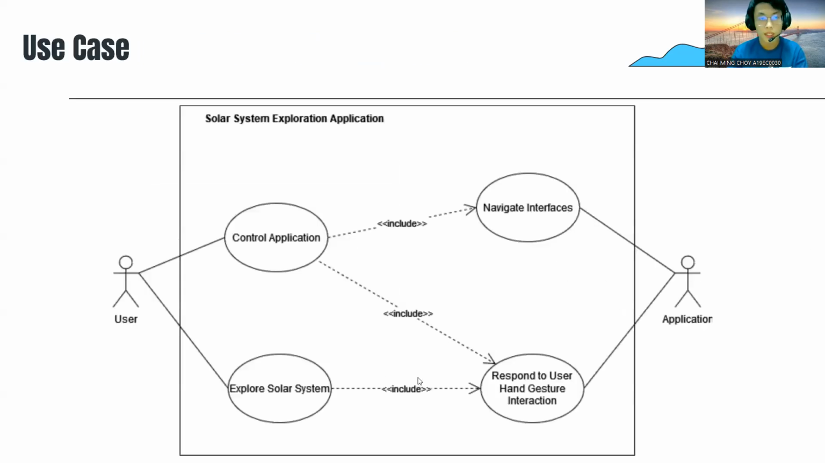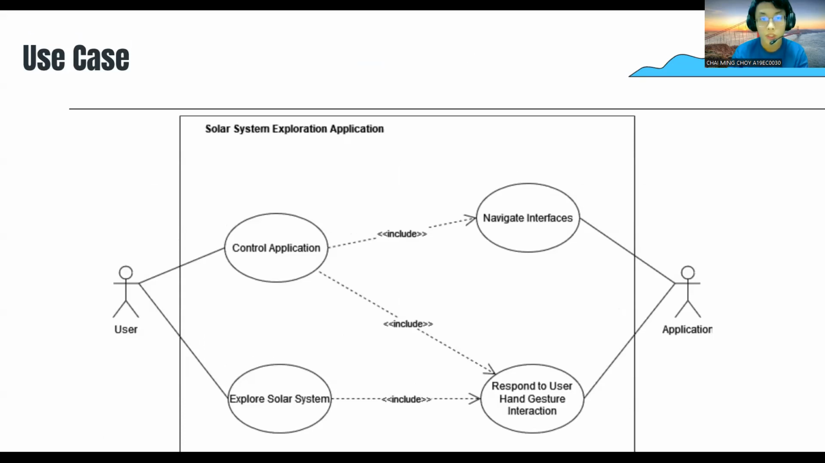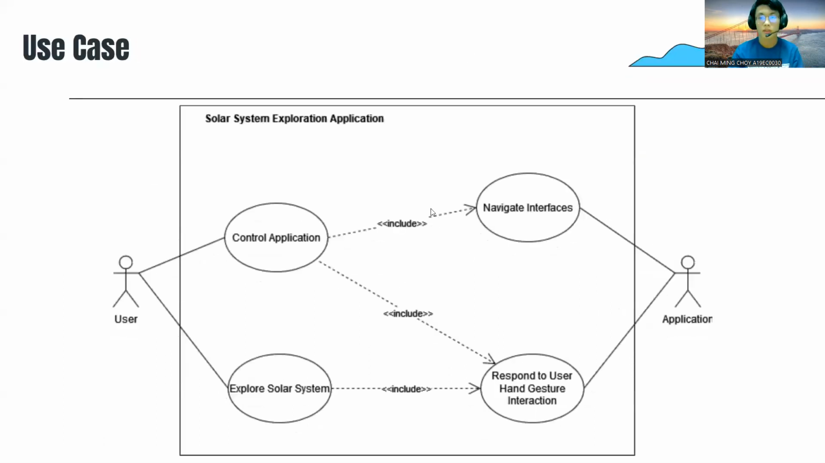Next will be the use case for the solar system application. For the use case, the main use cases are divided into two, which are control application and explore solar system. While respond to the hand gesture interaction and navigate between the interface are the use cases which have an include relationship with the two main use cases. The two main use cases are shown in the figure here.